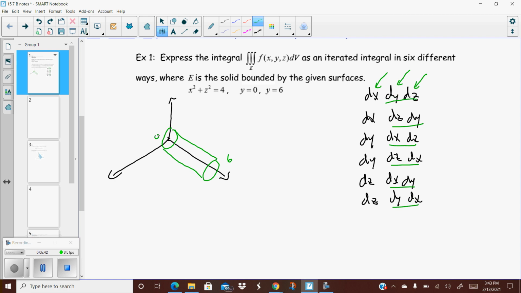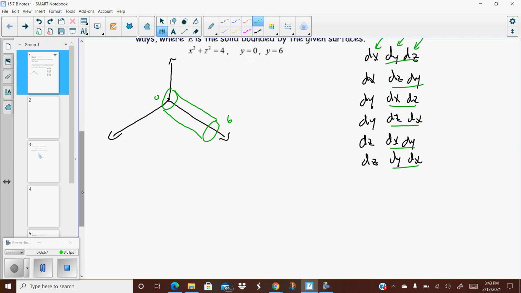I think probably the easiest one to start with, because the fact that they gave us y is going to vary from 0 to 6, is to probably let, no, it doesn't matter. It really doesn't make any difference. I was going to say we could let y be on the outside, but it doesn't matter. As a matter of fact, what I want to do is I want to look at this one.